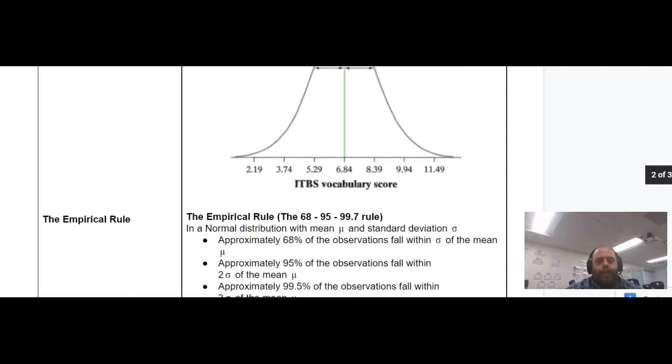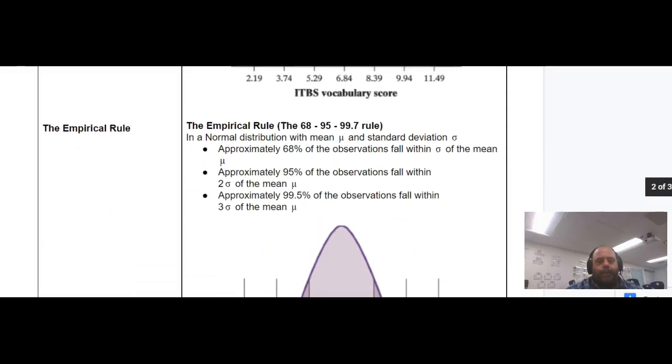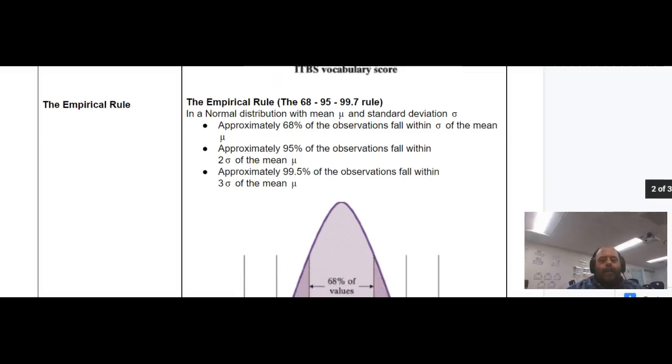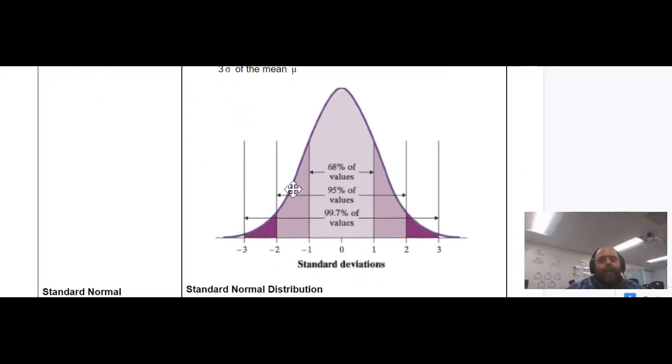Okay, so we get what's called the empirical rule, or sometimes the 68, 95, 99.7 rule. And the best thing to do is just look at this drawing down here. The probability of being within one standard deviation of the mean is that 68% of that population is going to be between -1 and 1. Their z-score will be between -1 and 1. It will be within one standard deviation of the mean.